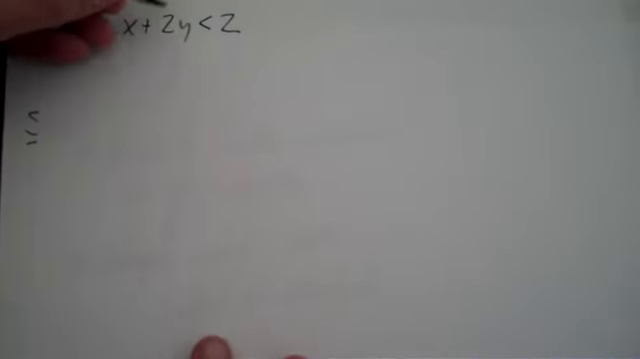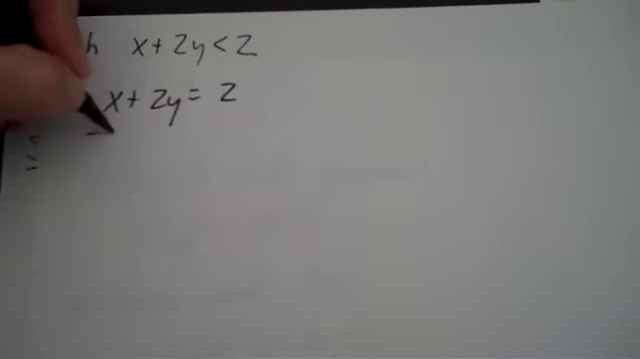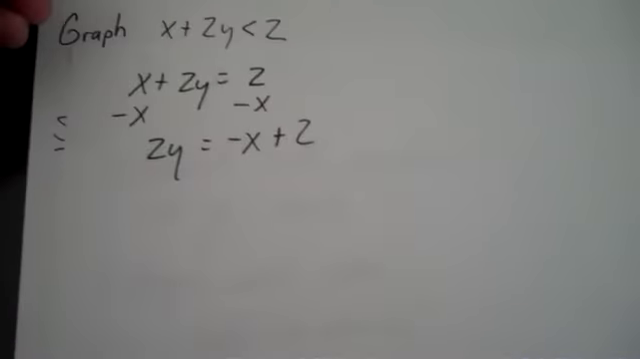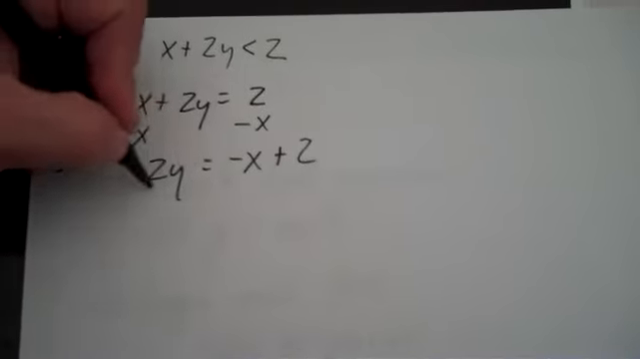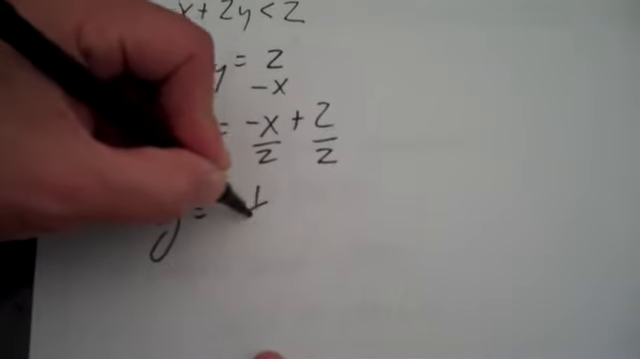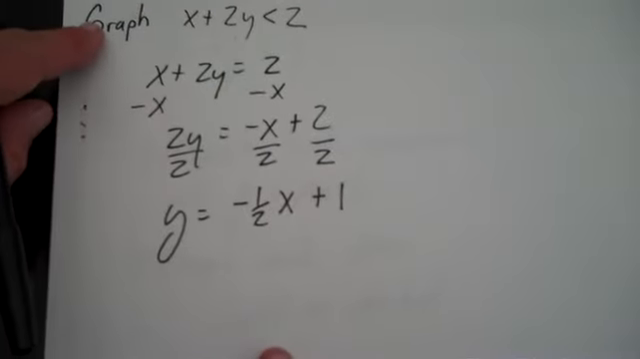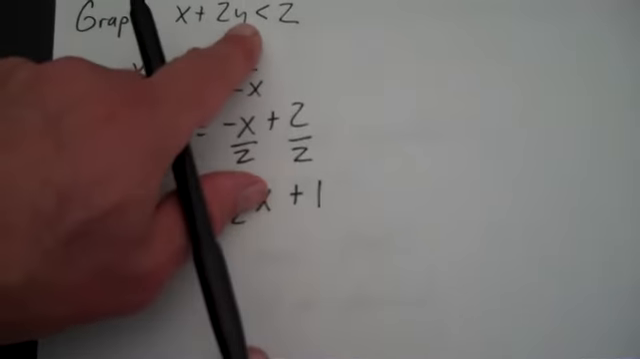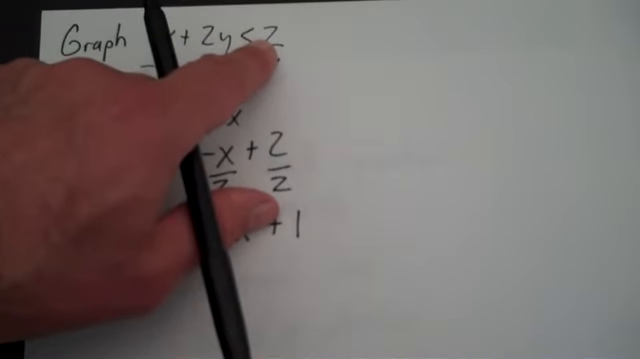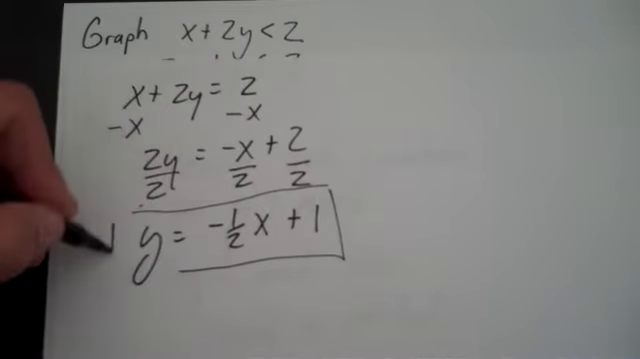The first one, x plus 2y is less than 2. x plus 2y is equal to 2. Let's subtract x from both sides. 2y is equal to minus x plus 2. We have 2y, we want y, so we divide everything by 2. And you have y is equal to minus 1/2 x plus 1. The question is, is this going to be graphed as a solid or a dotted line? If you go back to the original problem, this is x plus 2y is strictly less than 2, so that's going to be a dashed line.